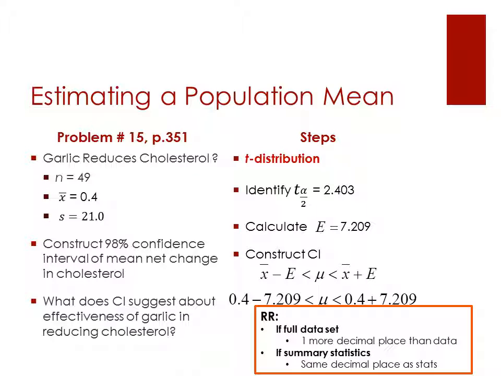All right, so you should have had 0.4 minus 7.209 for the left-hand side, and on the right-hand side, 0.4 plus 7.209. Now, we need to make our decision about our rounding rule. Remember, with the rounding rule, if it's a full data set, we move one more decimal place in the data. If it's a summary stats problem, then we use the same decimal place as the stats. So if we're looking at this problem, what type of problem do we have? Are we working with a full data set, or are we working with summary statistics that are given to us?